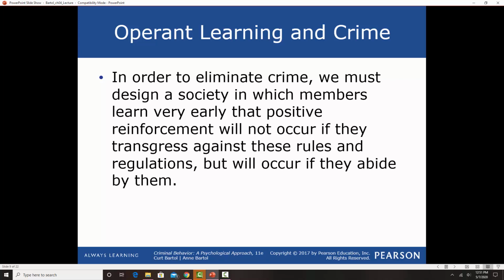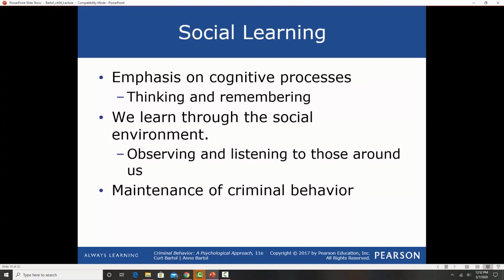So in order to eliminate crime, according to operant conditioning, you have to design a society in which members learn very early that positive reinforcement will not occur if they transgress against these rules and regulations. So you have to reward people. If you're just looking at behaviorism, you have to design a society where people are rewarded for not engaging in criminal behavior. And you also have to have punishment that is really swift.